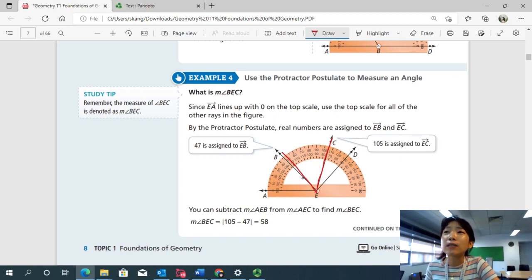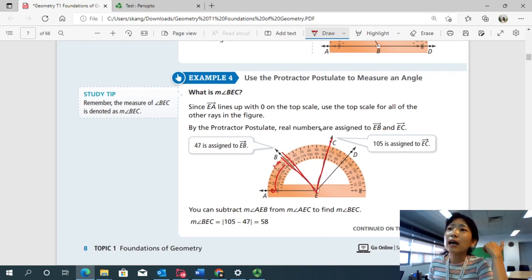So 47, if you look at this, you're going to start with 0, right? So you're going to look at the top numbers. And so that's a little bit over 45. So it could be 47, okay? If you have the protractor, it gives you more accurate tick marks than the textbook does, so it'll be more accurate. All right, and 105 is assigned to EC.